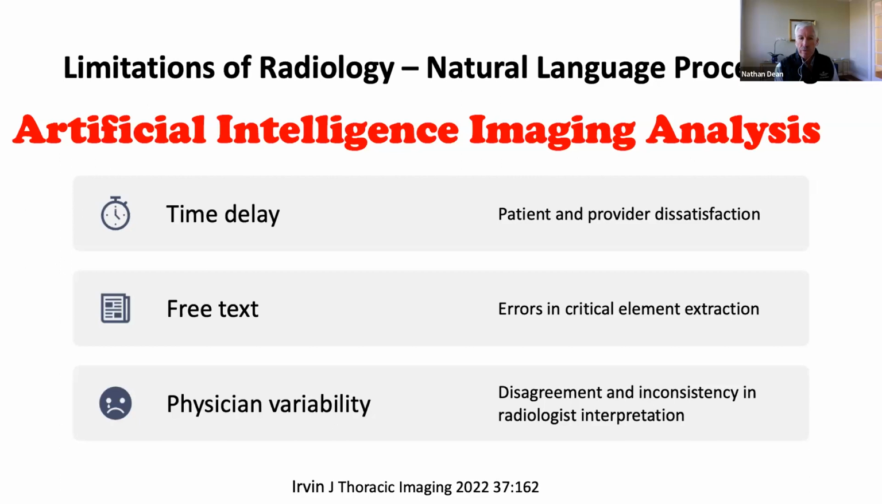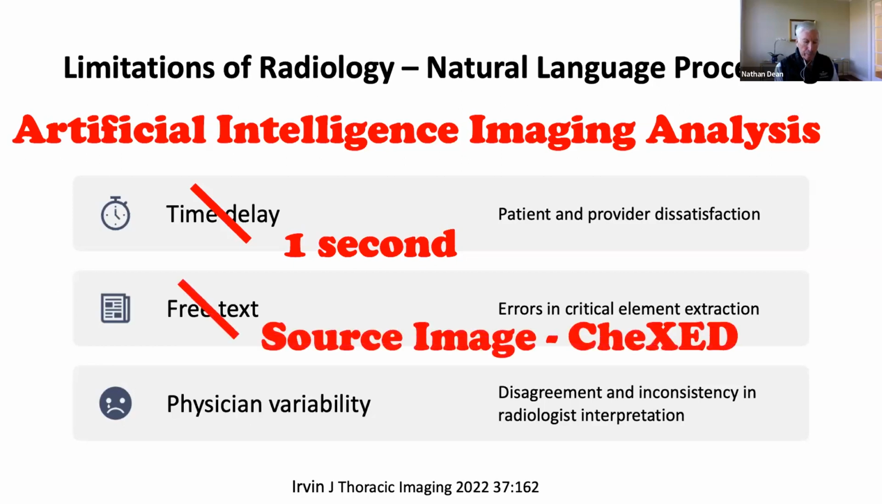So we have switched over to artificial intelligence imaging analysis and abandoned the NLP methods that we used during those two papers. Next click. And doing this by artificial intelligence, it only takes 1 second for the AI to extract the key elements for pneumonia decision-making from the image itself. Next click. We've also gotten rid of the issue with free text, where whether it's clinicians or an NLP program, there are errors in critical element extraction.